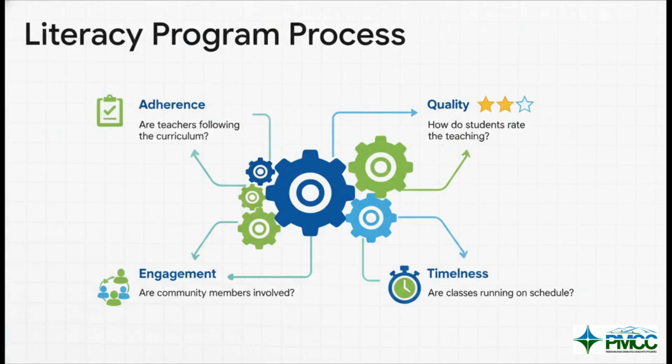Back to our literacy program, a process indicator would be tracking whether teachers are actually following the curriculum we all agreed on. Or we might send out surveys to see how students feel about the quality of the teaching. We'd also be watching to see if classes are starting and ending on time. See, these indicators make sure our project isn't just running, but that it's running well.